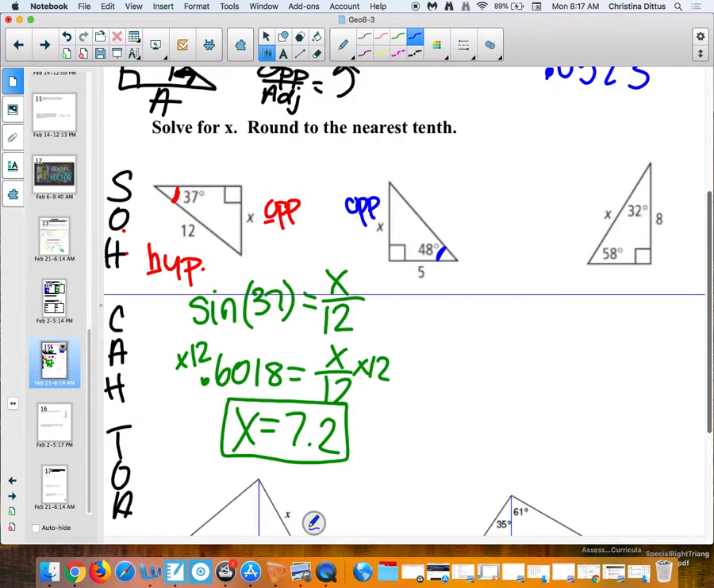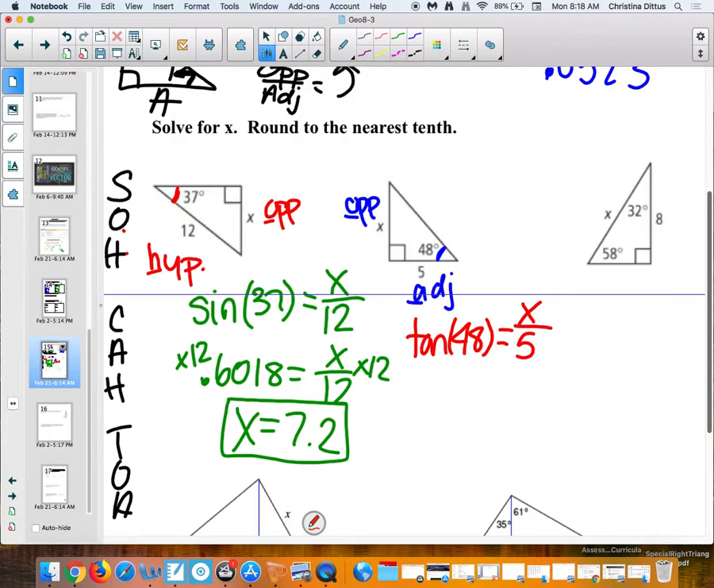Adjacent, good. So I'm looking for OA. Which one has OA? Tan. TOA. So how I write this is I take the tan of my angle measure. What's angle measure? 48. Equals, I gotta put opposite on top, so what's going on top? X over 5, my adjacent goes on bottom. Okay. Questions on that setup?